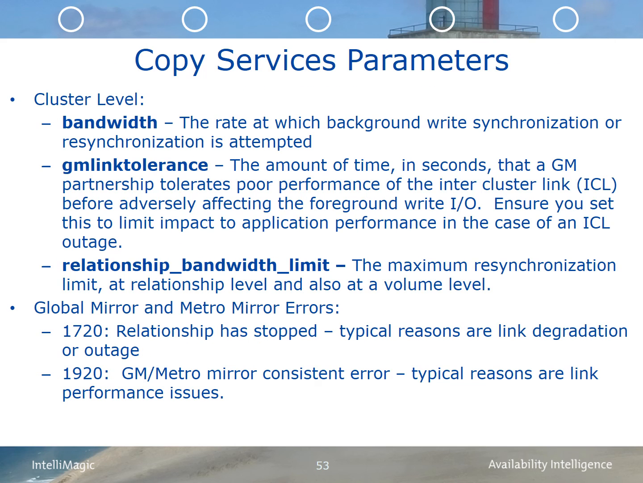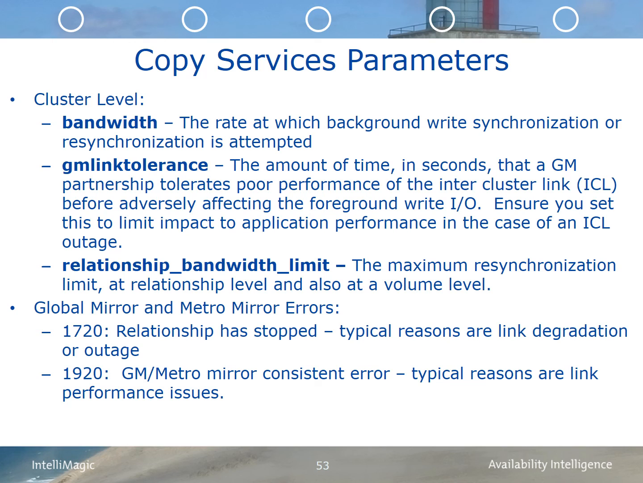At the cluster level, between the primary site and the remote cluster, there's a bandwidth parameter. This specifies the rate at which background write synchronization or resynchronization can be attempted. The GM link tolerance parameter is the amount of time in seconds that a Global Mirror partnership tolerates poor performance of the intercluster link, that is, the link that connects the remote and the primary sites, before adversely affecting the primary write I/O. Ensure you set this to limit the impact on application performance in the case of a link outage. The relationship bandwidth limit.